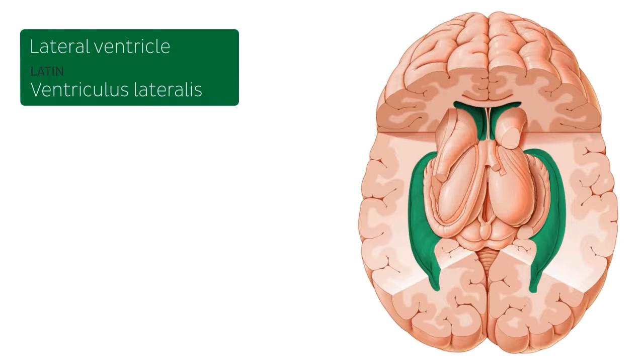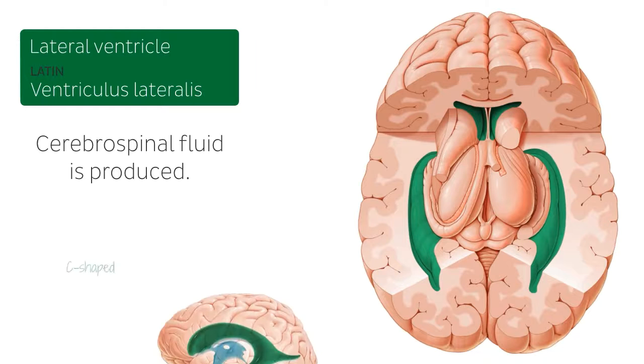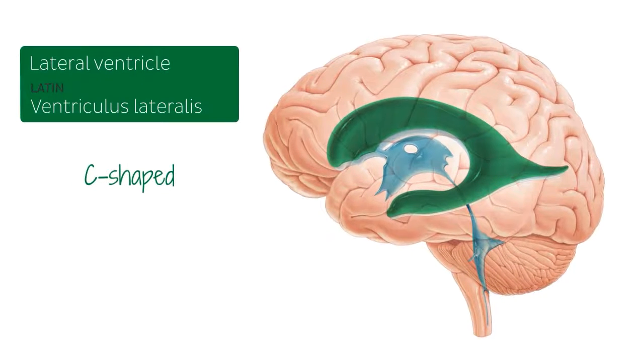So there is a left and right lateral ventricle, and they are part of the ventricular system of the brain, where the cerebral spinal fluid is produced and through which it travels. In total, there are 4 ventricles in the brain. The 2 C-shaped lateral ventricles, as you can see here on this image highlighted in green, make up 2 of the 4.